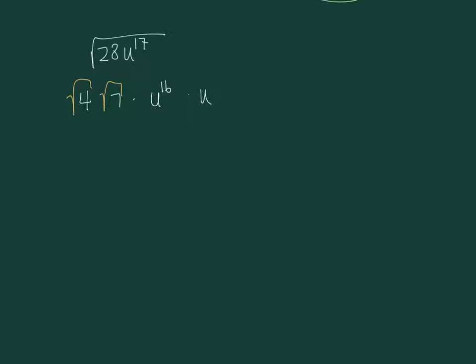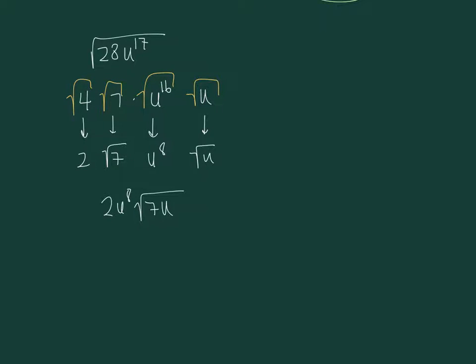Square root each term. The square root of 4 is 2. The square root of 7 stays the square root of 7. This becomes u to the 8th, and this becomes the square root of u. Bring the 2 out front, the terms that are not square rooted, and put the 2 square rooted terms in the back and leave them there.